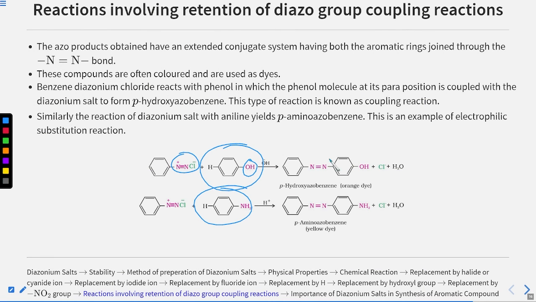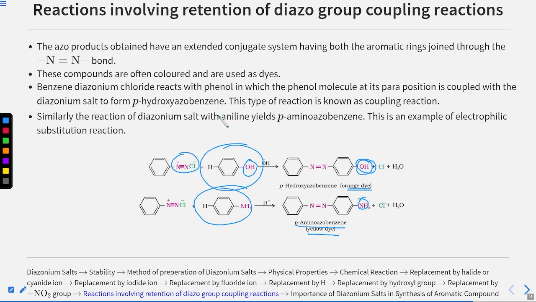If you have an OH group, then it will give an orange dye. But if you have your aniline group here, then it will give a yellow dye. This is called para-amino azobenzene. This is called para-hydroxy azobenzene.